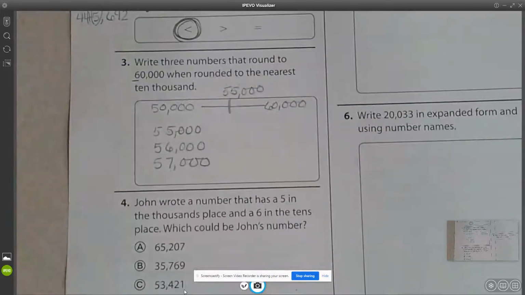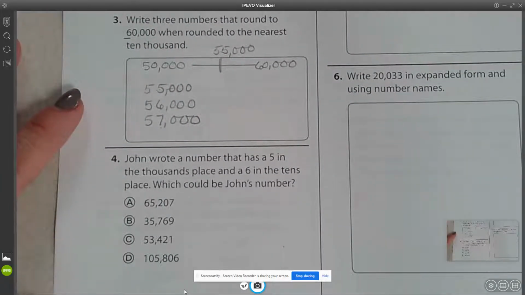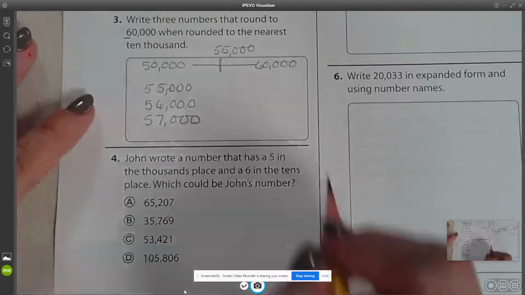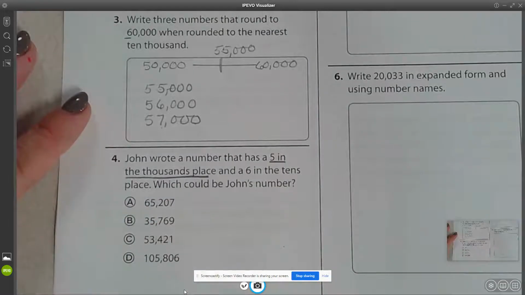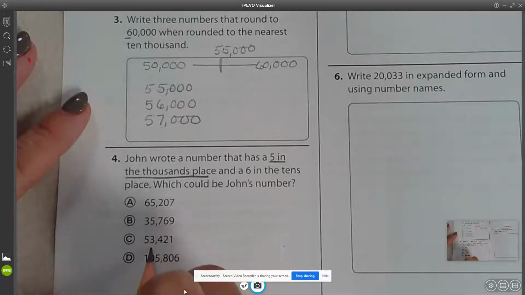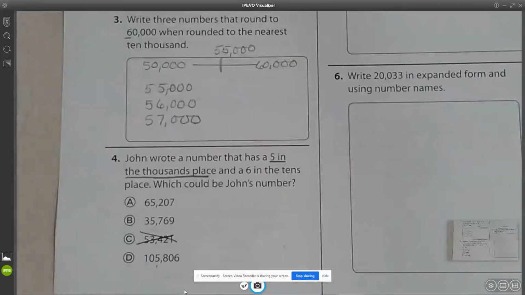Okay, number 4. John wrote a number that has a 5 in the 10,000s place and a 6 in the tens place. Which could John's number be? Now, when I get something like this, I like to just take it one at a time. So I am going to look for any number that has a 5 in the thousands place. Does that have a 5 in the thousands place? Yes, so it could be that. How about this one? Yes. How about this one? Nope, so there's no way that could be it. How about right here? Yes, so we know it could be A, B, or D, correct?